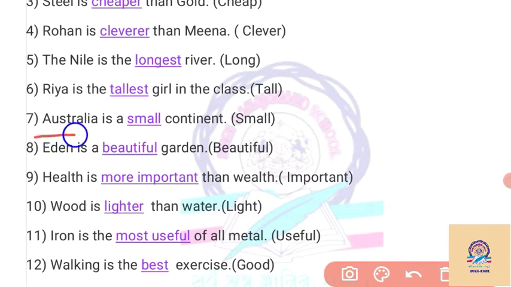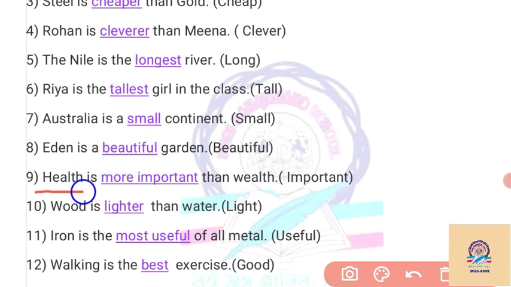Then, Australia is a blank continent. Here small is given, and we are not going to compare Australia with another continent. So our answer is small because it is the positive degree. So small remains small in our answer. Then, Eden is a blank garden. Here we are not comparing any garden with the Eden garden. So our answer is beautiful. So beautiful remains beautiful in the positive degree.